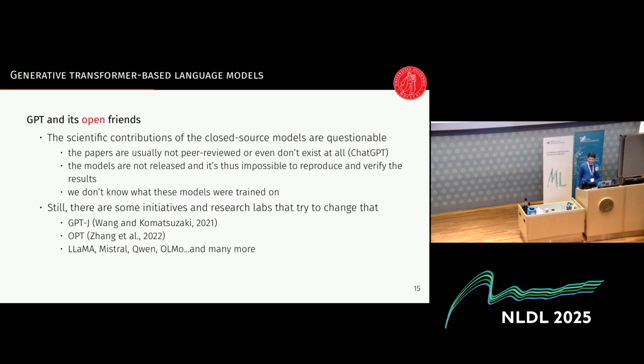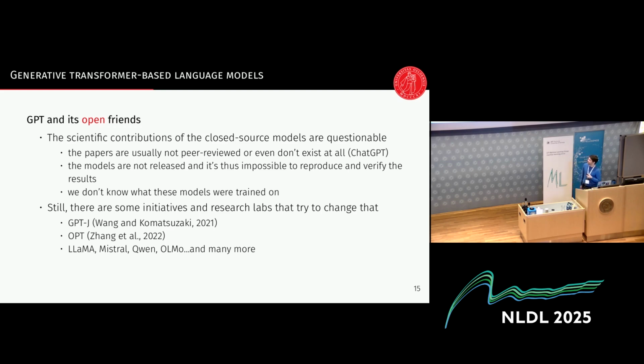And it's very important that these models are available, because the scientific contribution of these closed source models is not always there, really, because oftentimes they release some papers, but the papers are more like advertisements, not really any peer-reviewed articles. The models are not released, as well as the evaluation code, so it's impossible to reproduce anything or verify the results. And we also don't have any information on what these models were trained on. So we don't know if there's some data leakage or so, and so on.